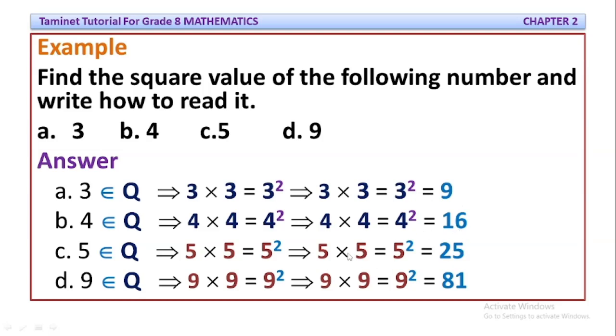So 3 square is 9, 4 square is 16, 5 square is 25 and 9 square is 81. This is the way how to determine the square of a given number.